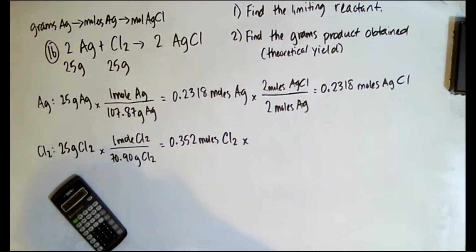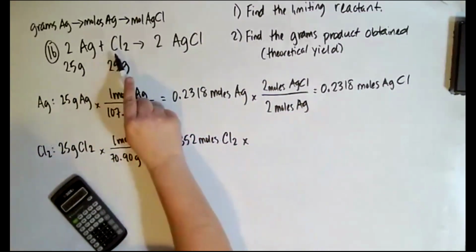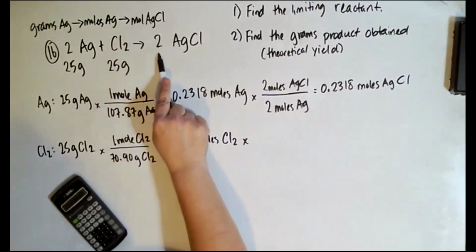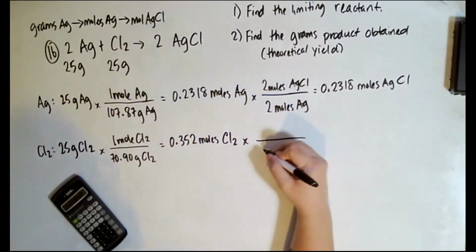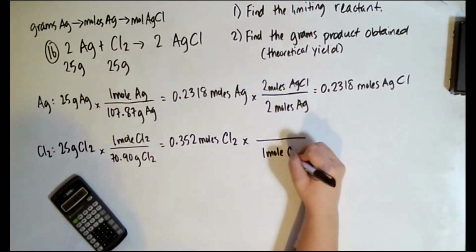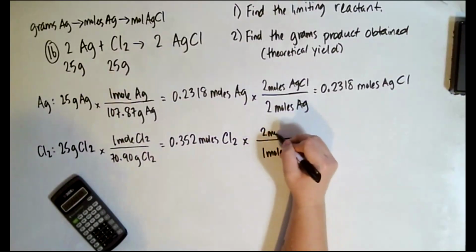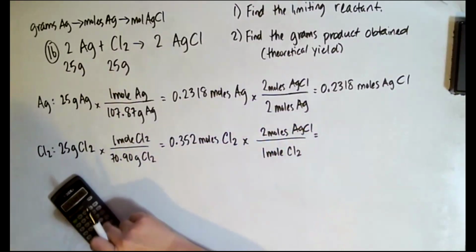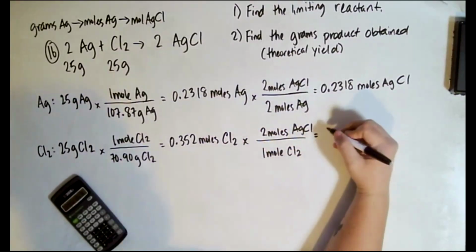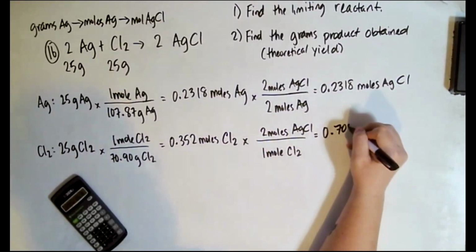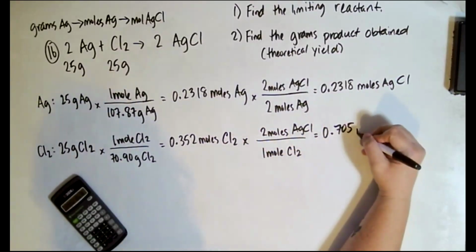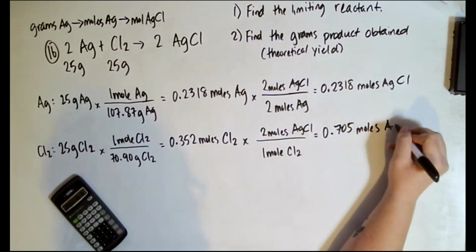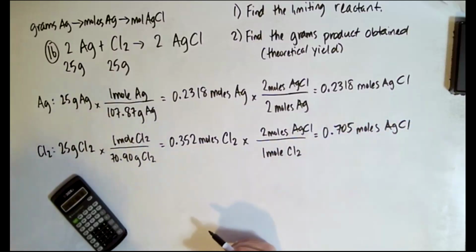And then I'm going to look at my balanced equation, and I'm going to see that every 1 mole of Cl2 makes 2 moles of AgCl. Okay. Those are the 2 values for AgCl that I'm going to get from these calculations.